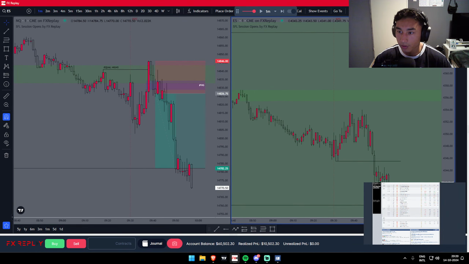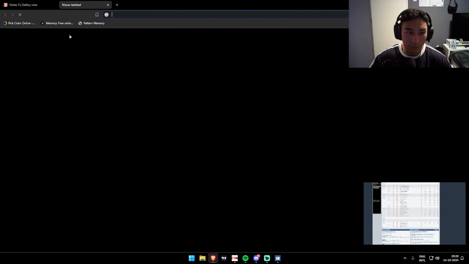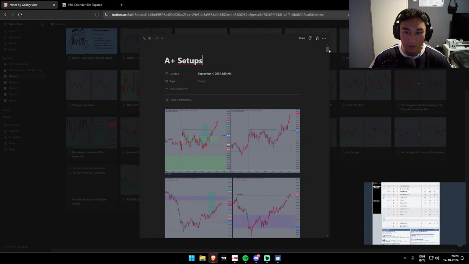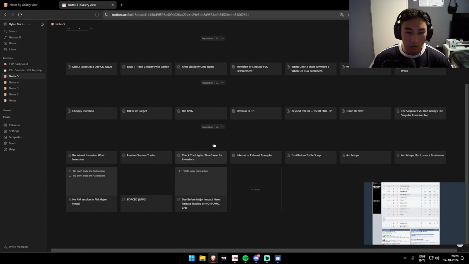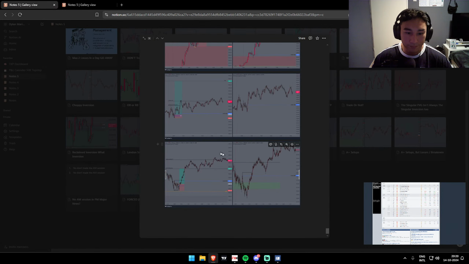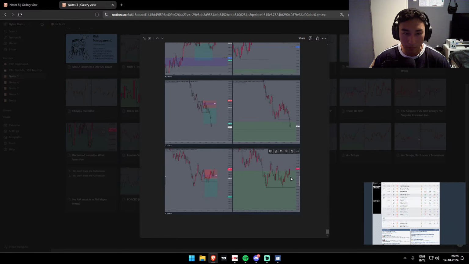Nice trade there, copy image. I should have both these open because that just takes a long time. Here. And here. Okay, nice. Now both open.